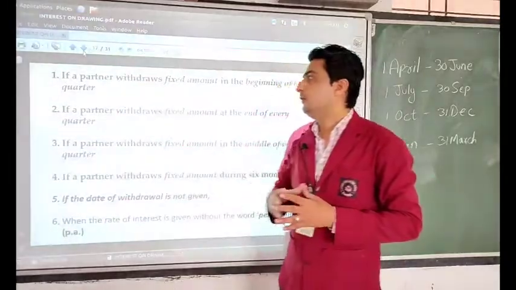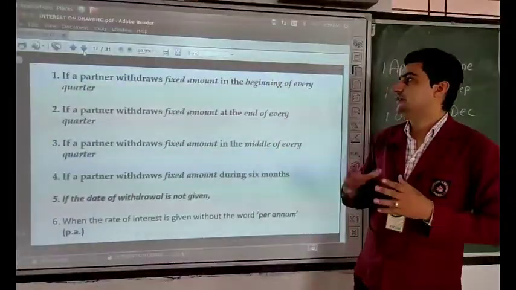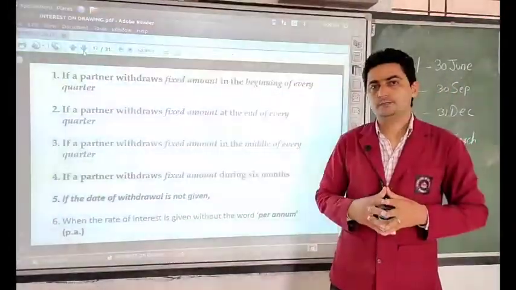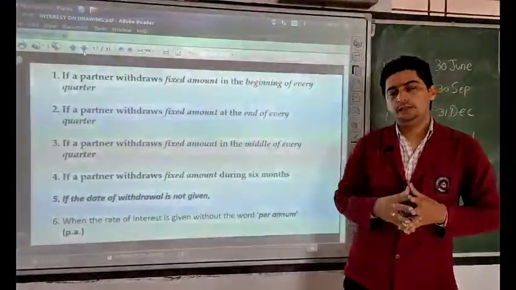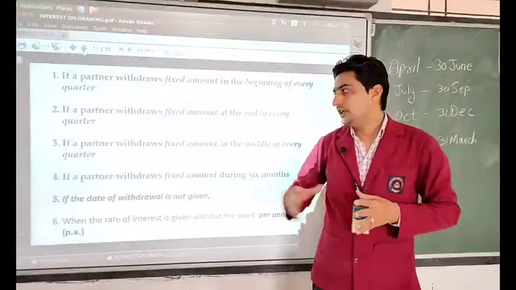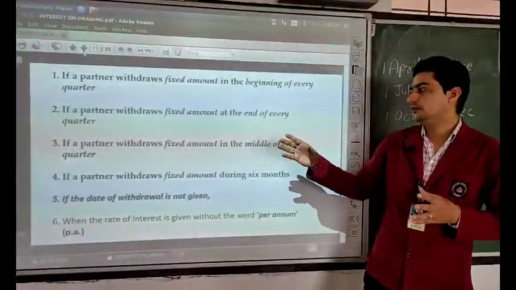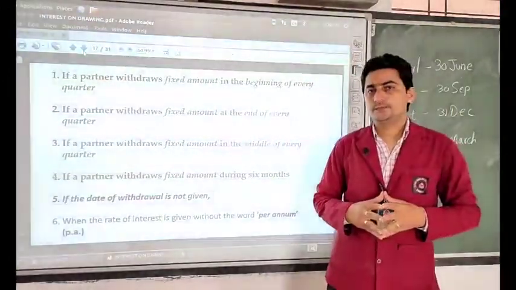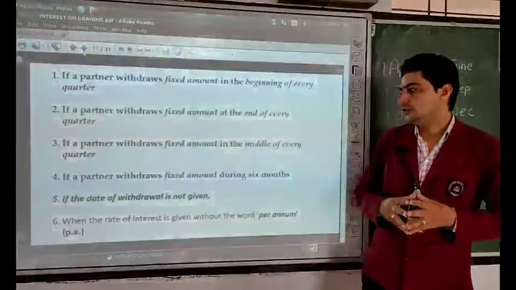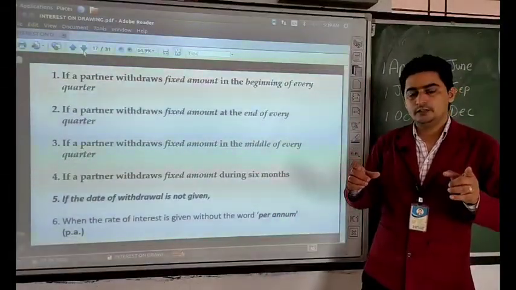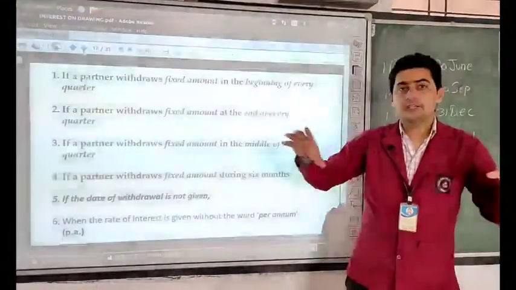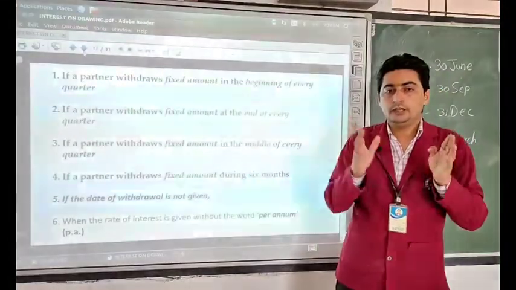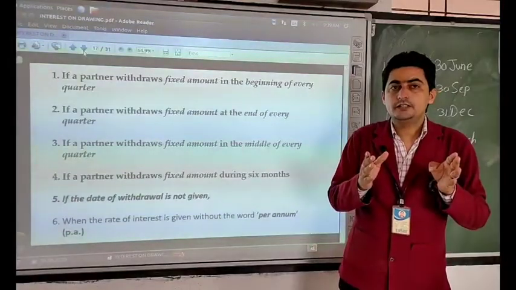First will be, if a partner withdraws fixed amount in the beginning of every quarter. Second, if a partner withdraws fixed amount at the end of every quarter. Third, if a partner withdraws fixed amount in the middle of every quarter. Fourth, if a partner withdraws fixed amount during 6 months. It means the period of time should be of 6 months. We are having accounting period of 1 year. Now we will have accounting period of only 6 months.